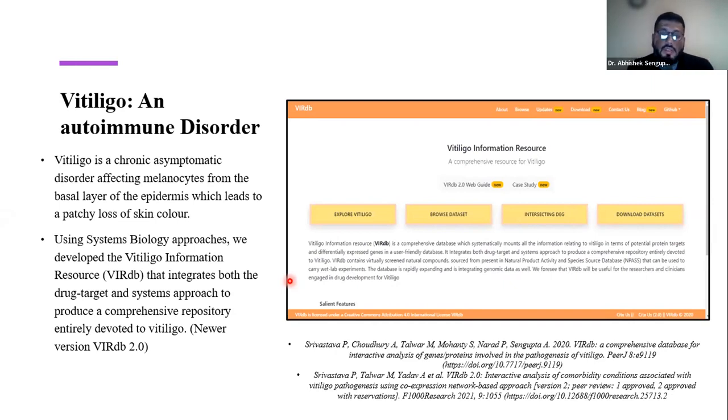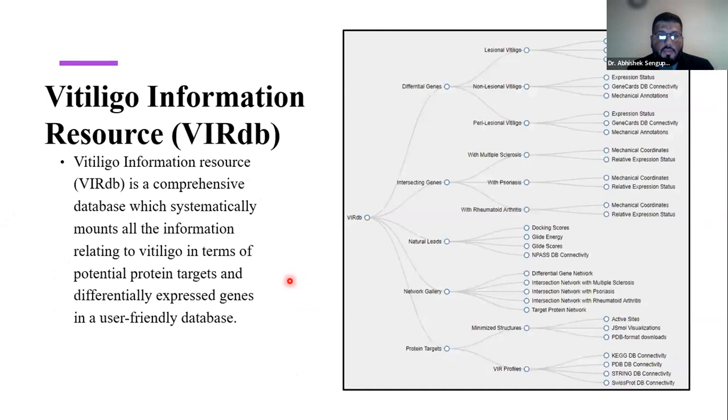between them, because this type of analysis gives you an idea that these complex diseases are not caused by one factor. They are multifactorial diseases, right? Along with that, we have also developed a database which has been published in two of the journals, the vitiligo information resource, that is VIRDB. We call it VIRDB here.